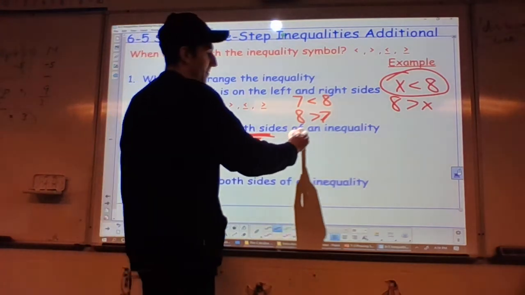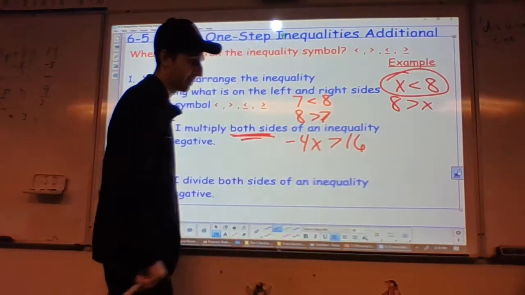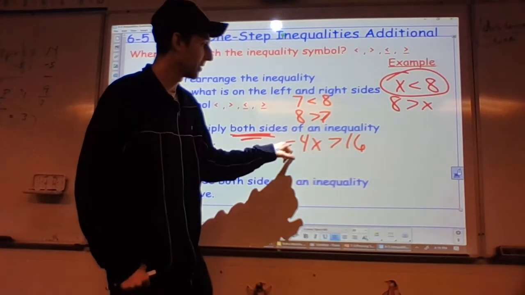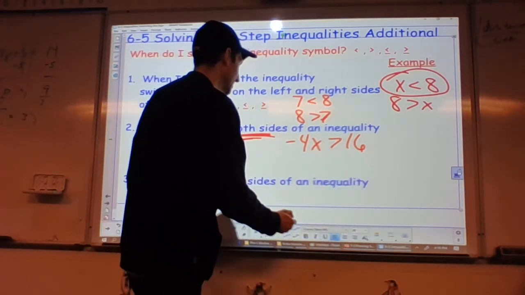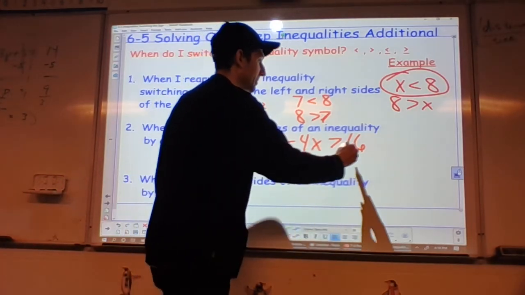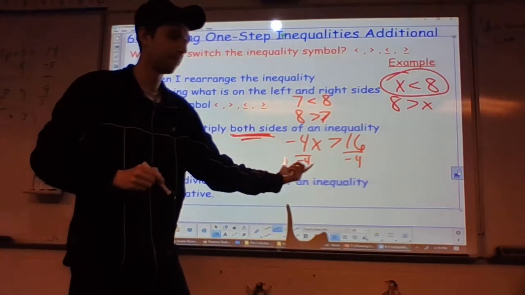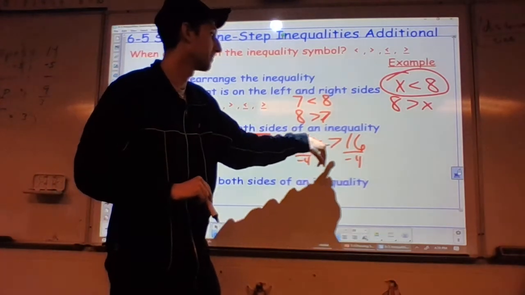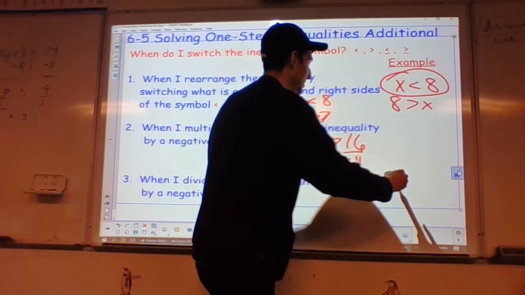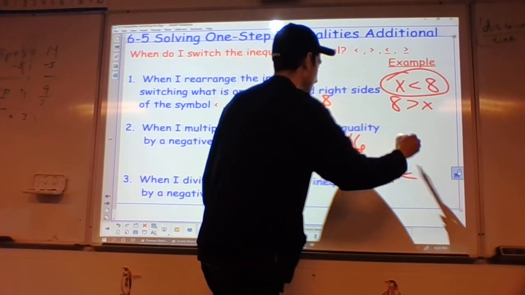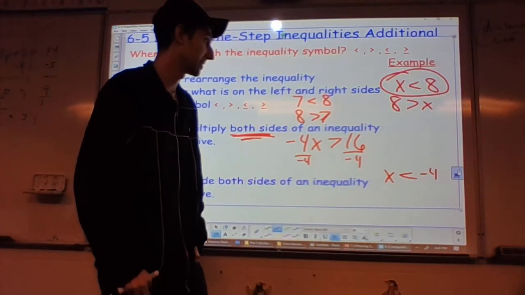An example of this would be negative 4x is greater than 16. I want to get rid of the negative 4 times x, so I'm going to undo the multiplication by dividing by negative 4. So I'm going to divide both sides by negative 4. As soon as I divide both sides by negative 4, that actually changes the direction of the inequality. So it's no longer greater than, really, at this point. It will actually change to x is now less than negative 4. X less than negative 4 makes this true.